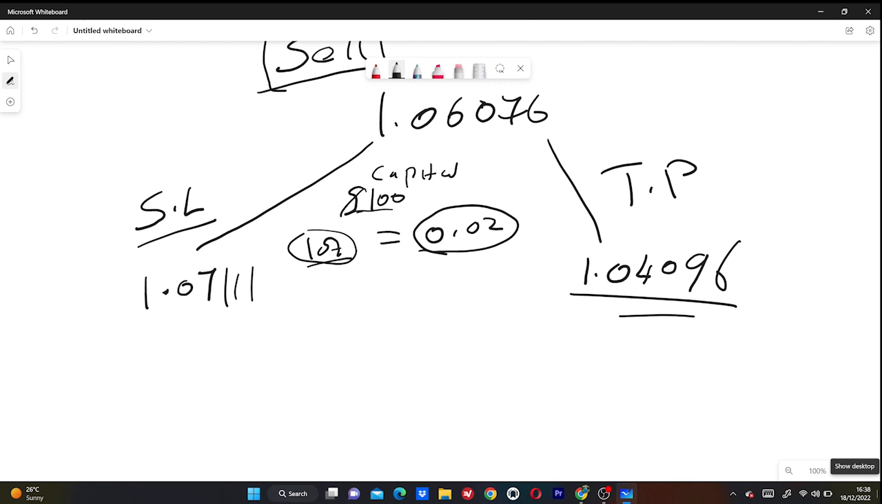In case it hits our take profit over here, how much will you be making? So you subtract this one minus this one to see how many points you are going to be making over here. Let me just subtract to see. So we have 1.06076 minus 1.04096. Okay, here we have 190.